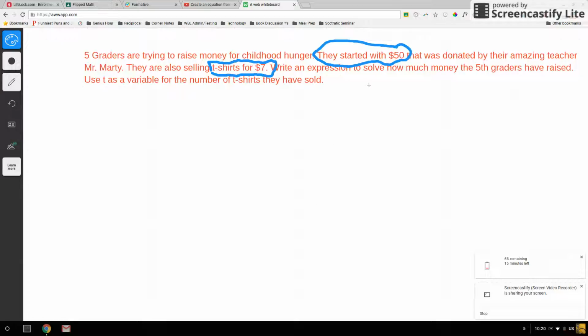So now I'm going to write this expression. I'm going to start with, okay, they started with $50. So whenever we are trying to figure out how much money they have raised, we have to start with $50. Now they're going to add on how much money they made from t-shirts. Well, we have to use $7. That's how much each t-shirt is, but we don't know how many t-shirts we're going to sell yet, and that's part of the expression. So we're going to put a 7, because t-shirts are $7 a piece, and then we're going to use the variable t.